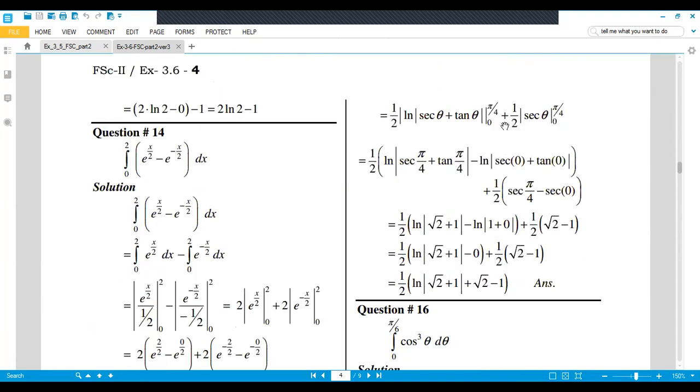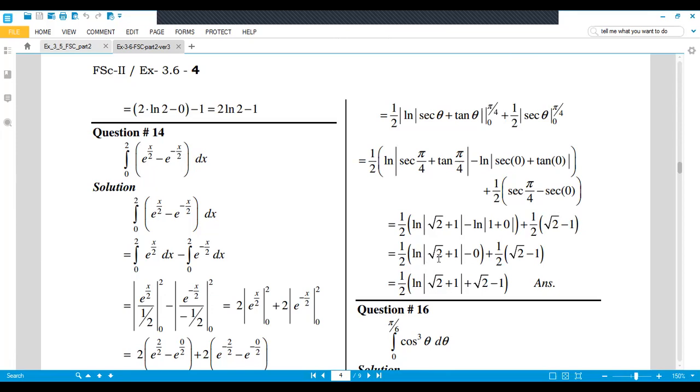So secant theta. Now we put this upper limit in the first: natural log of secant pi over 4 plus tangent pi over 4, minus natural log of secant 0 plus tangent 0. Similarly here, secant pi over 4 minus secant 0. So you know that secant pi over 4 is under root 2 and tangent pi over 4 is 1, minus natural log of secant 0 is 1 and tangent 0 is 0, and similarly 1 over 2 secant pi over 4 is under root 2 and secant 0 is 1.